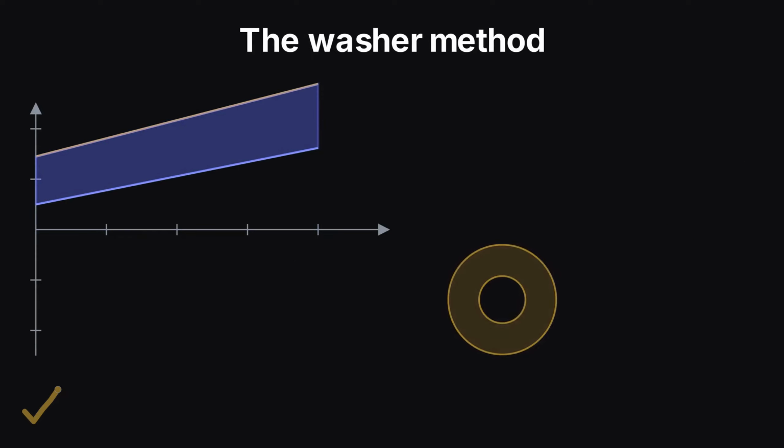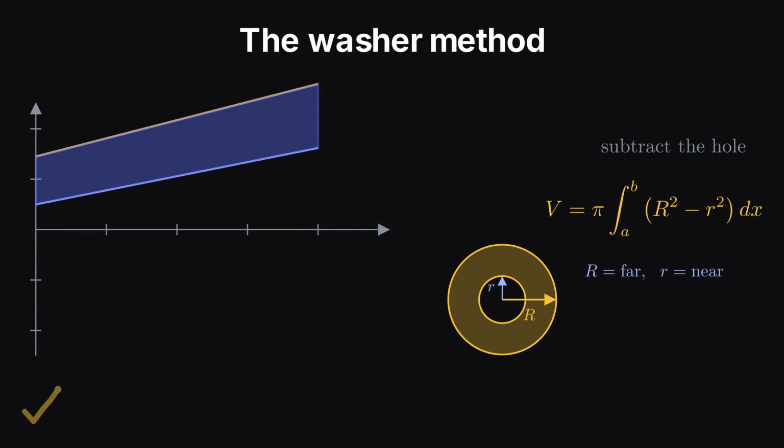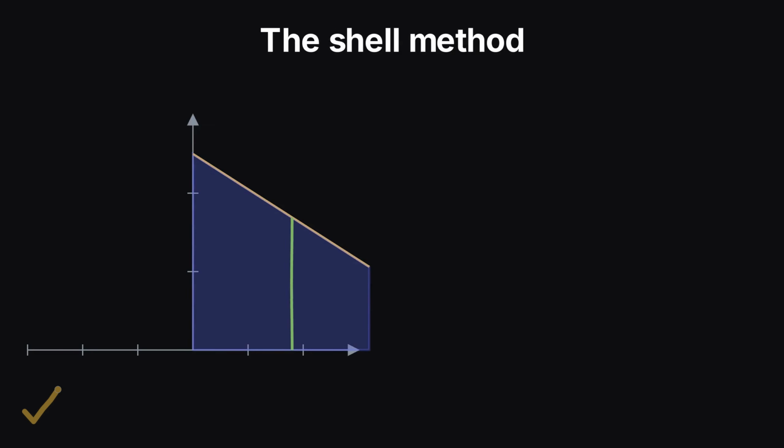Now the washer method. What if the region doesn't touch the axis, there's a gap or a second curve below? Spin it and each slice is no longer a solid coin. It's a washer, a disc with a hole punched through the middle. So you subtract the hole. The volume is pi times the integral of the outer radius squared minus the inner radius squared. Big radius R reaches the far curve, little radius r reaches the near one, both measured from the axis of rotation.